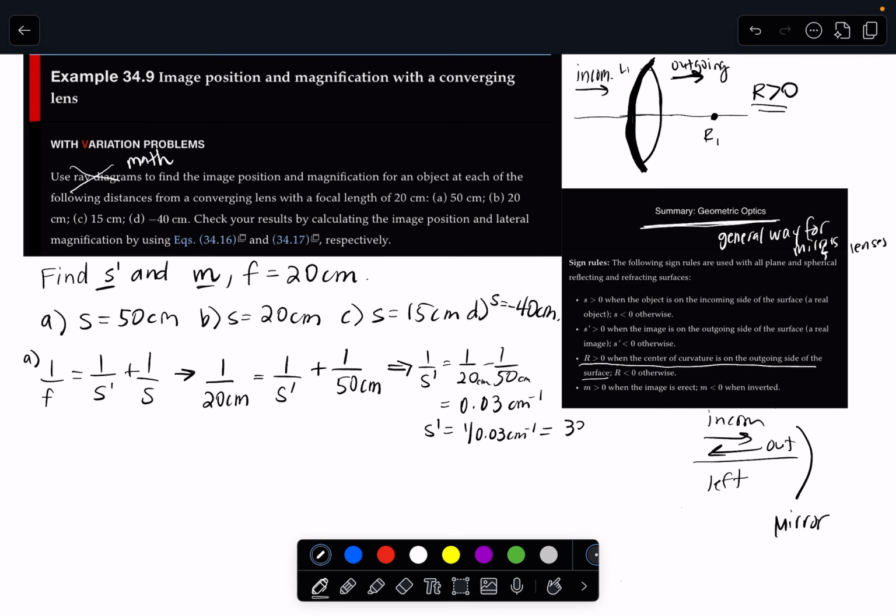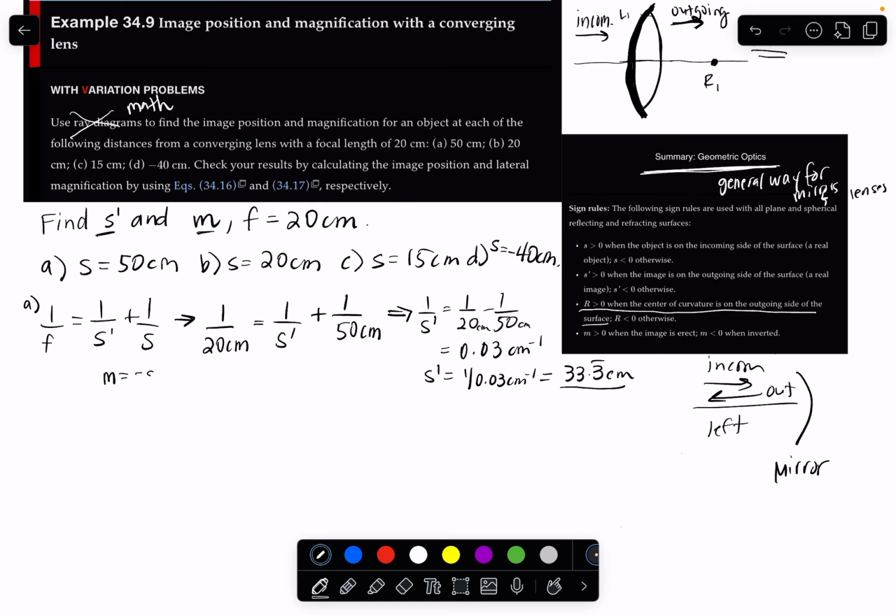Which comes out to be 33.3 centimeters. What is the magnification? So the magnification is, again, just the ratio of the image distance to the object distance with a negative sign. So we can quickly figure out the magnification. Okay, and then the object distance was 20 centimeters here. So it's 33.3 divided by 20. So that is the magnification.